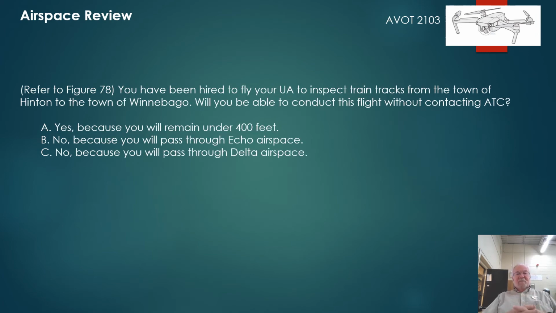Okay, figure 78. You've been hired to fly your UA to inspect train tracks from the town of Hinton to the town of Winnebago. You'll be able to conduct this flight without contacting ATC. Okay. Sounds really complicated, but no, you just find the chart. You have to find those 2 locations. That's why I'm putting this on here, so you can find it now, and then maybe when you take the test, you'll go, oh, I know where they are, because it's sort of hard to find. It was hard for me to find Hinton and then Winnebago. It took a while to do that. What a waste of time.